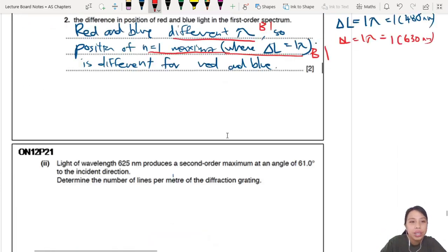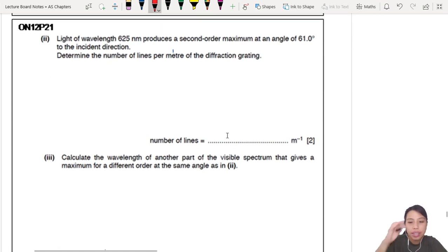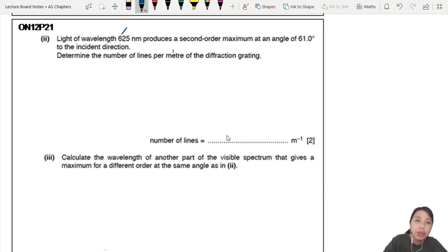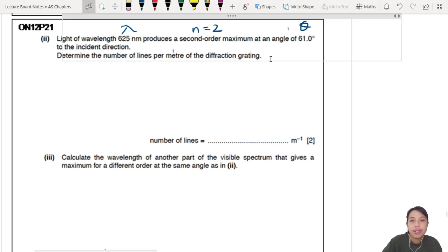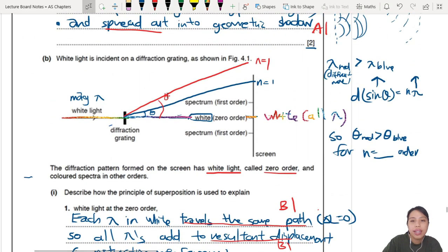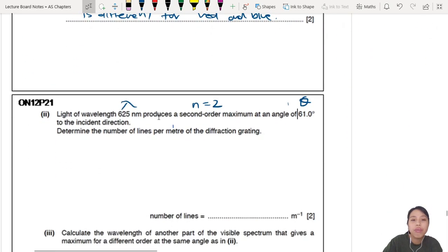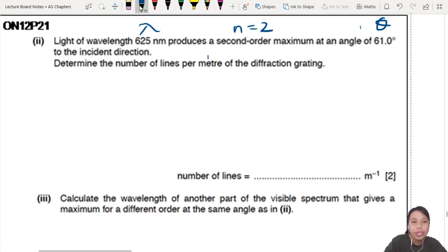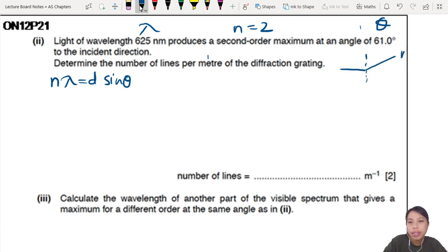Okay. Do we continue? Yes, we do continue. So now you know they spread out. They ask you to calculate. The light of wavelength produces a second order maximum at an angle of 61 degrees to the incident direction. So if you have some light at theta 61 degrees and you spread out the second order of one of the wavelengths, you have n lambda equals d sin theta. If you want to picture it, draw it. Light comes in, spreads out, second order is at an angle of 61 degrees.